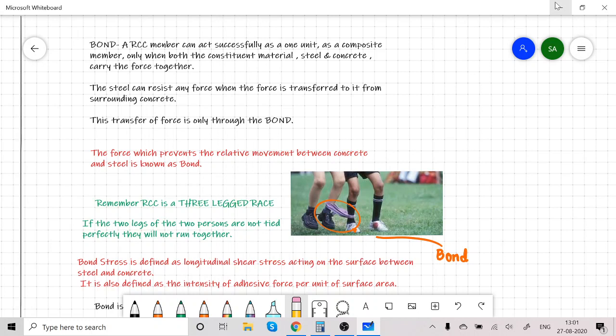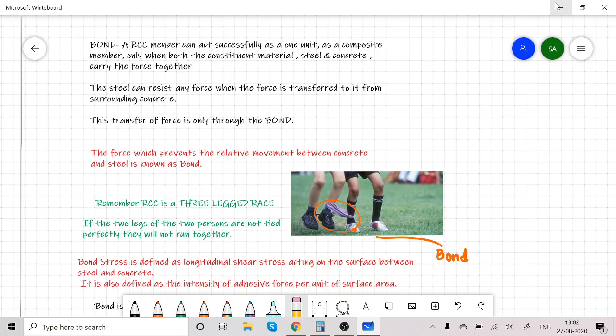Remember, RCC is like a three-legged race. The connection between the two persons must be perfect. Otherwise, the two persons in a three-legged race will not run effectively. So to win the race, there must be perfect bonding between the two legs of the two persons.